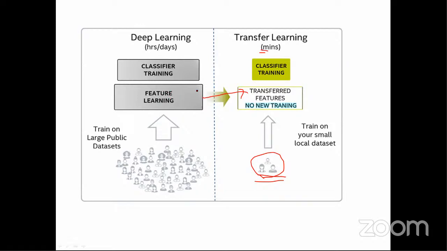The features mean just parameters. Some meaningful parameters you can take, append that to your model, and then go for the classifier training. So this way the process will be time efficient. Compared to the deep learning model, the training of transfer learning will be in minutes.